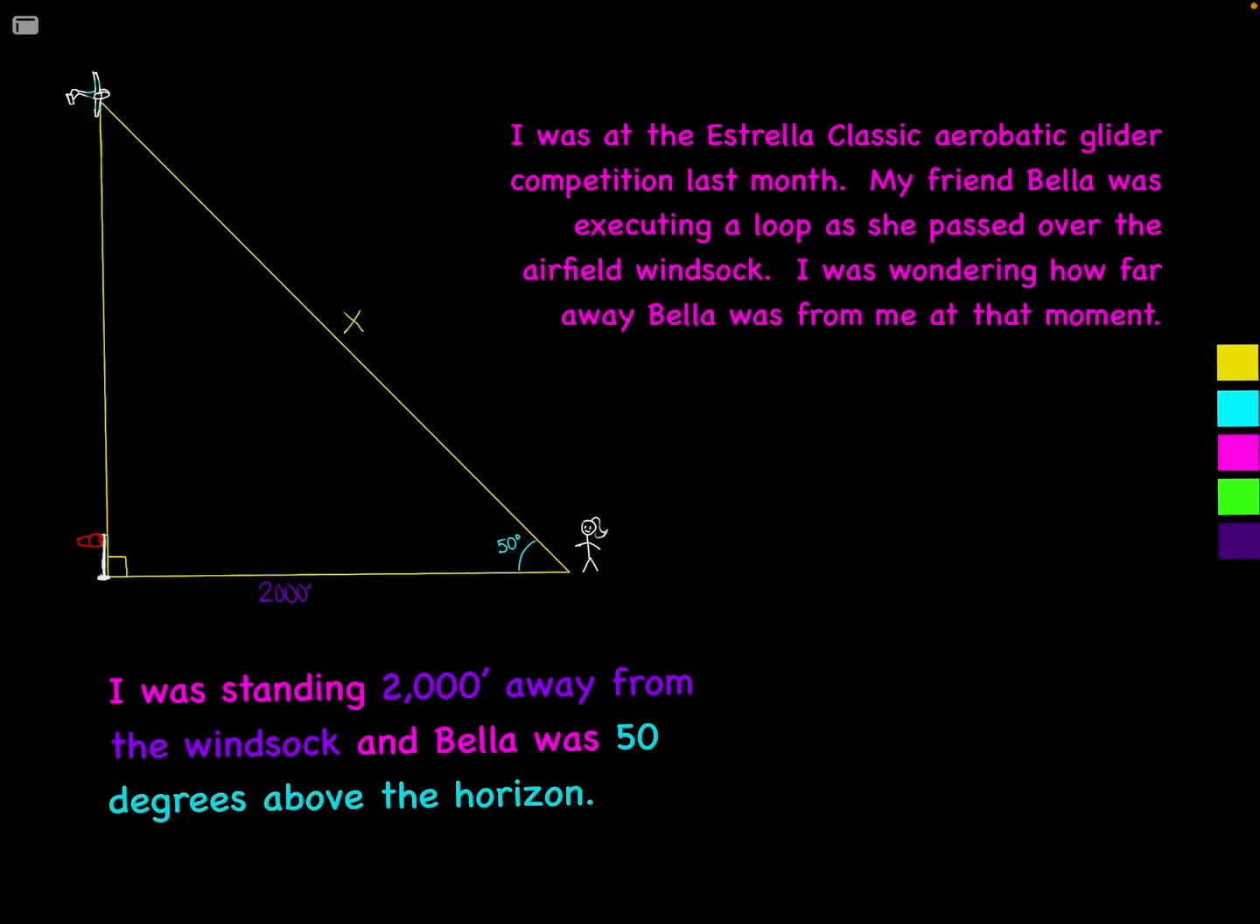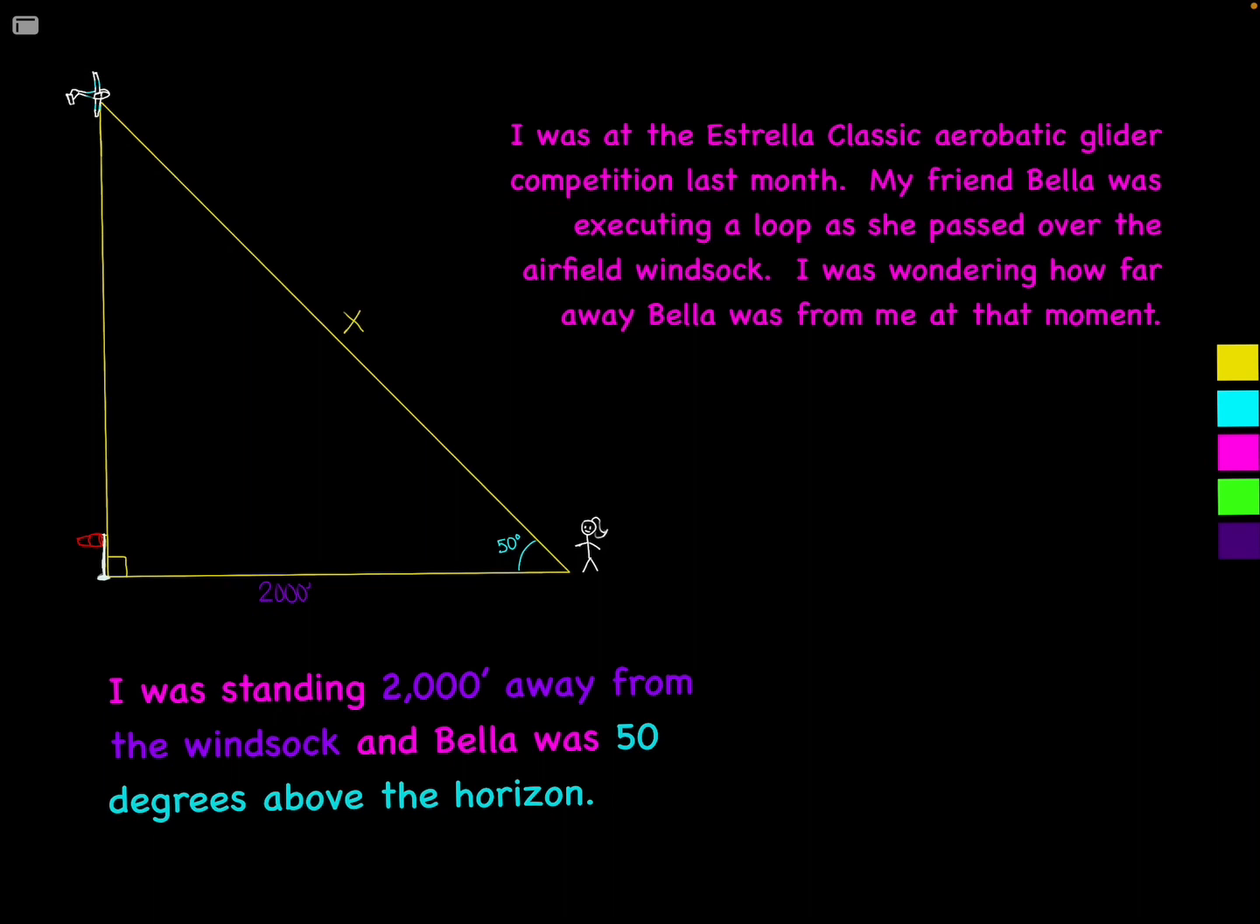I was at the Estrella Classic aerobatic glider competition last month. My friend Bella was executing a loop as she passed over the airfield windsock. I was wondering how far away Bella was from me at that moment. I was standing 2,000 feet away from the windsock and Bella was 50 degrees above the horizon. We can use trigonometry to determine my distance from Bella. Since I was 2,000 feet from the windsock and Bella was 50 degrees above my head, I would expect to find that Bella was approximately 3,000 feet away from me.